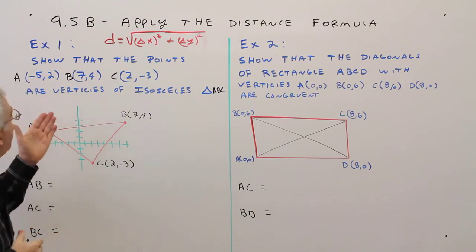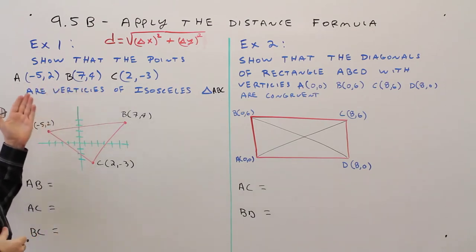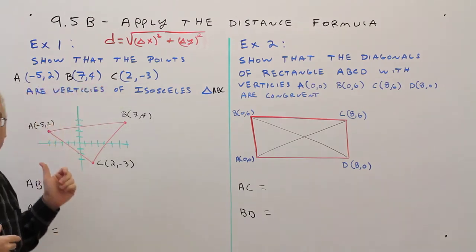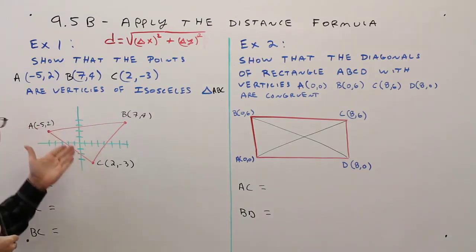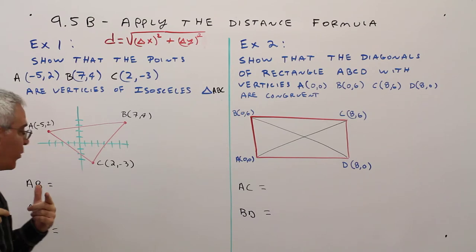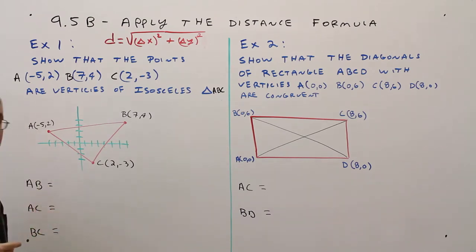All right, so here's example 1. Show that the points A, B, and C as shown are vertices of an isosceles triangle. So I've taken the liberty of already drawing this figure just because I'm a visual person. All we've got to do now is find the distance between the points, and for it to be isosceles, at least two sides have to be congruent. All right, so I'll find the distance from A to B. Again, if there's no segment bar above it, it means the distance from point A to point B.